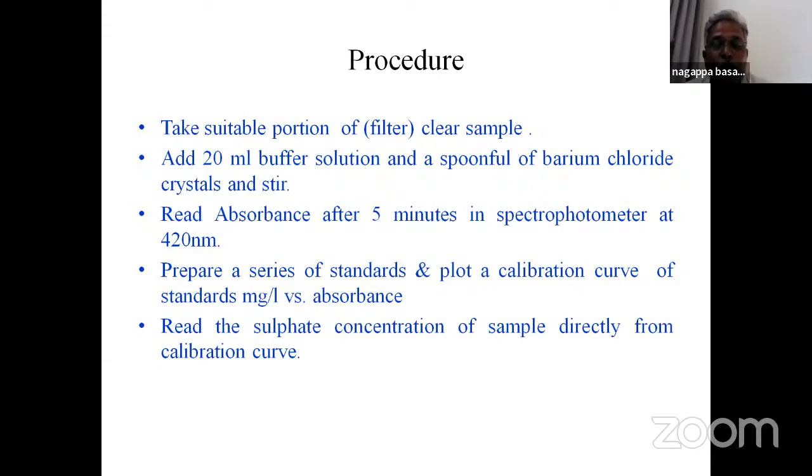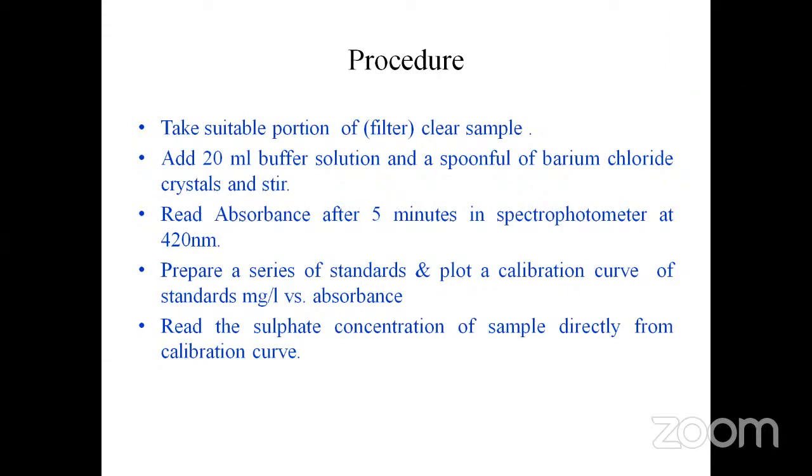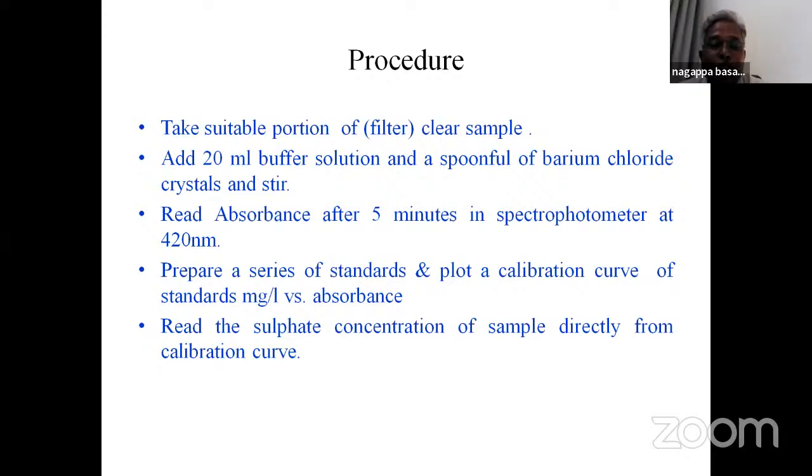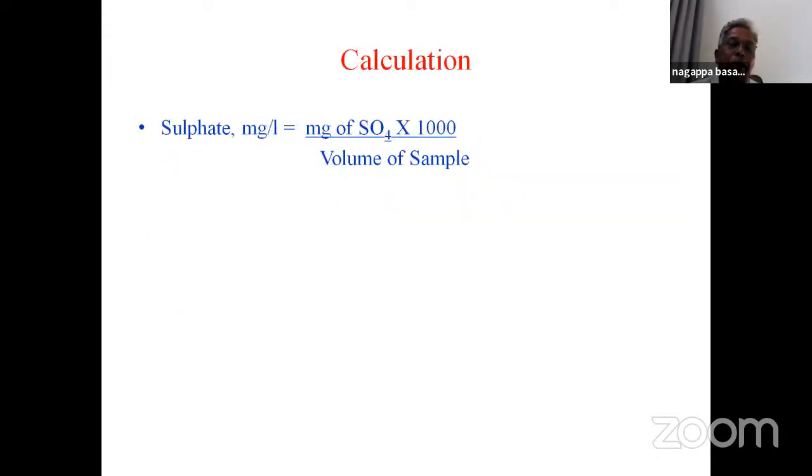After adding barium chloride, sulfate precipitates as barium sulfate suspension. We have to read the suspension intensity using a spectrophotometer at 420 nanometer wavelength. Plot the curve of standard sulfate concentration versus absorbance. Read the sulfate concentration directly from the calibration curve. Simple, this is not big. Sulfate in milligram per liter is milligram of sulfate present in the sample into 1000, divided by ml of sample taken. Simple.